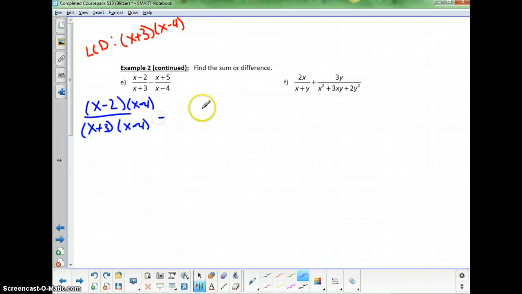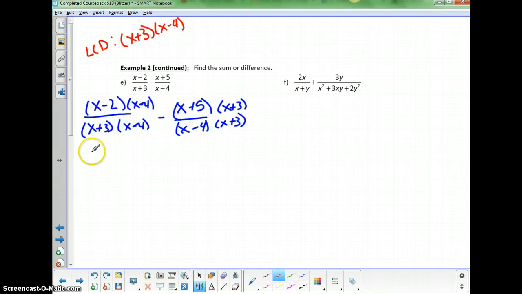Alright, minus x plus 5 over x minus 4 needs to be multiplied by x plus 3 on top and bottom. Now we're going to leave the bottoms the way they are, but we do need to distribute the tops so that we can combine like terms. Okay, so on the top of the first one, we're going to distribute this all the way out, distribute this one all the way out as well.